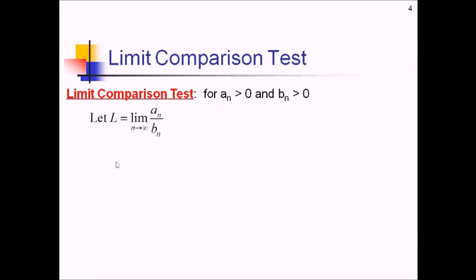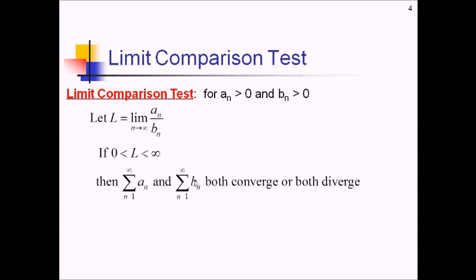If that limit is between 0 and infinity, in other words, if it's just some finite number that's positive, any number will do, then we can conclude the following. This means that sigma A and sigma B either both converge or both diverge. If we know what one of these series is doing and we get a number between 0 and infinity, then we automatically know exactly what the other series is doing in terms of convergence or divergence.